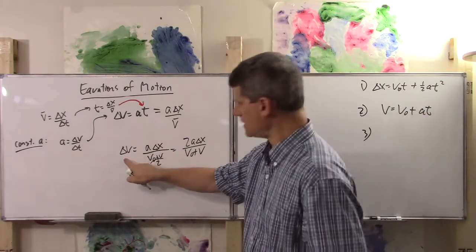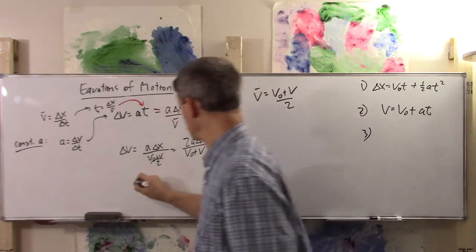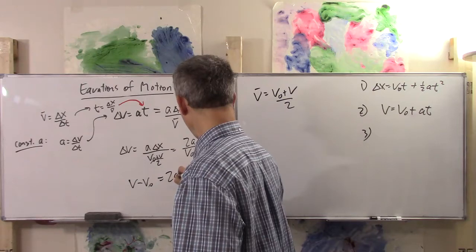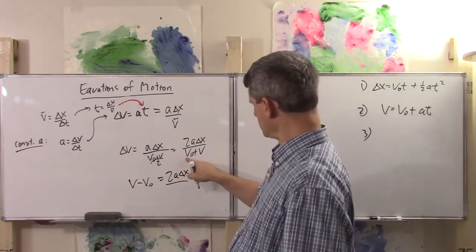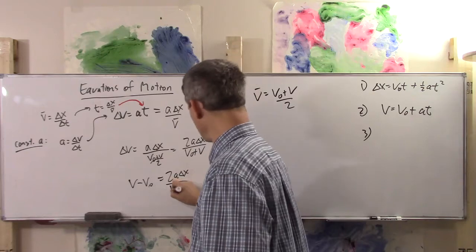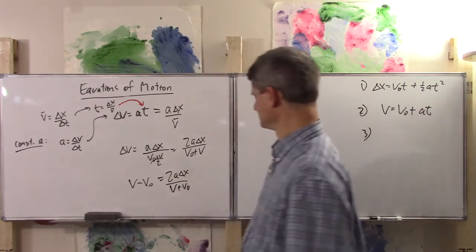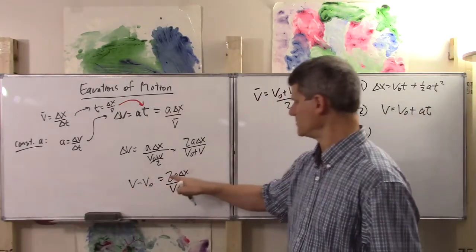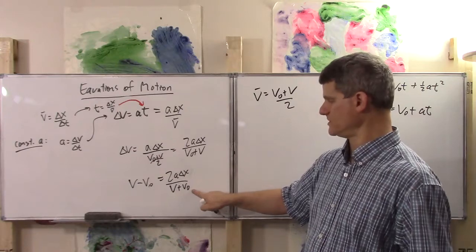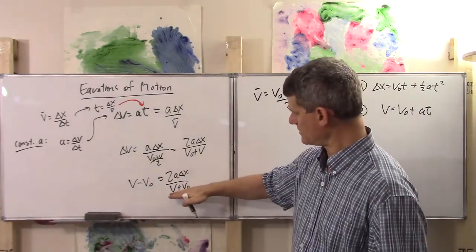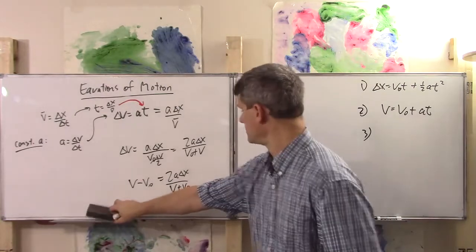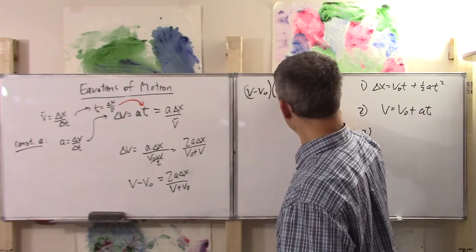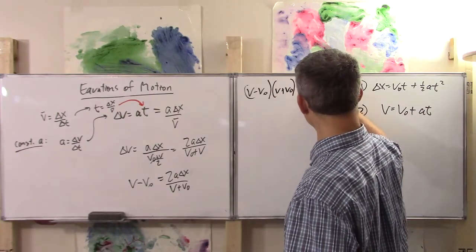All right, the delta v, if you recall, is v minus v0. So this is v minus v0 equals 2a delta x over, I'm going to flip this, instead of v0 plus v, I'm going to write it as v plus v0. Just to make it a little bit more consistent with what's over here. So we have v minus v0 equals 2a delta x over v plus v0. So now let's multiply both sides by v plus v0 to get things out of the denominator. I'm going to do a little algebra here, but v minus v0 times v plus v0 equals 2a delta x.